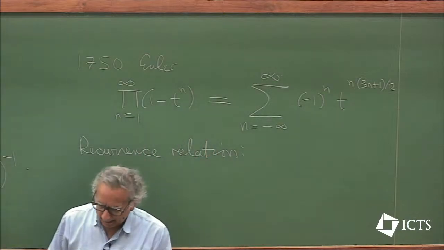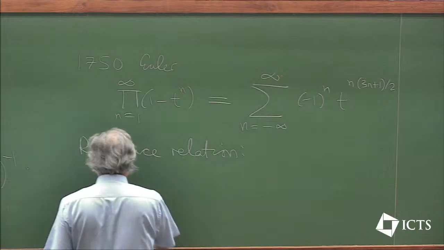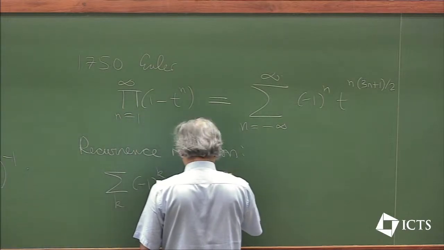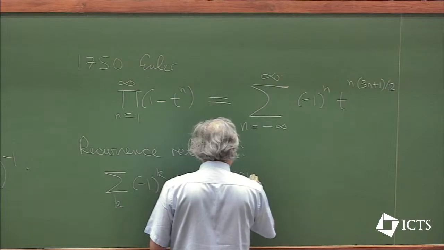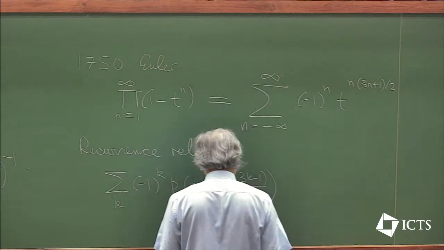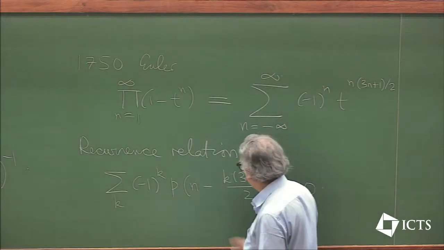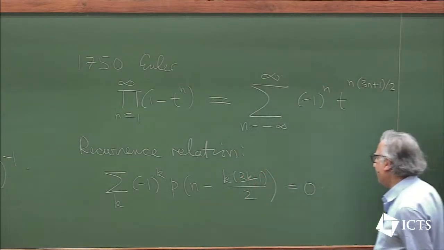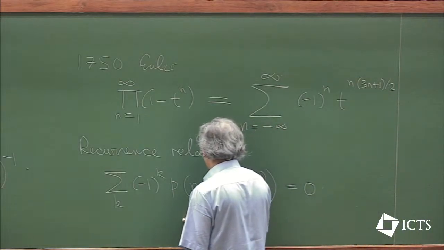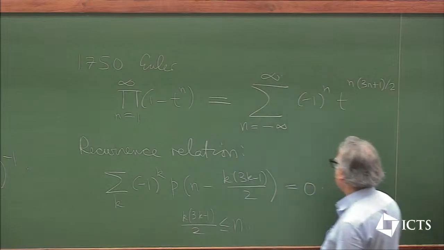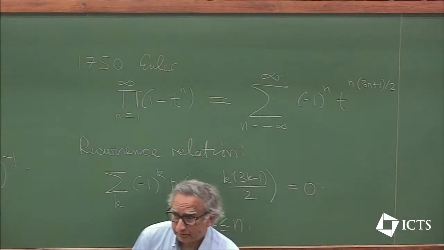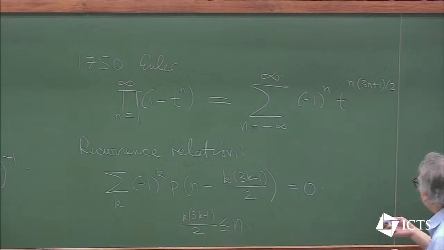for the partition function. And that is essentially that the sum of (-1)^k p(n - k(3k-1)/2) equals 0. Of course, when the argument of the partition function is negative, this is to be counted as 0. So this is really a finite sum, supported for all values of k where k(3k-1)/2 has to be less than or equal to n. In other words, the number of summands in this recurrence is roughly of the order of square root of n, right? So you can compute p(n) very quickly.